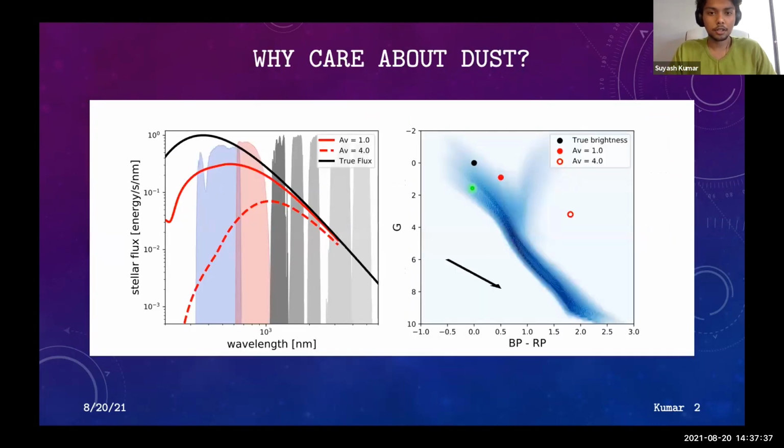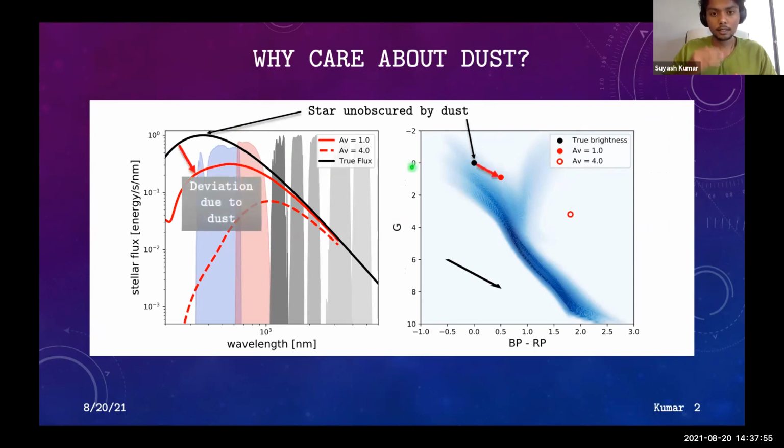But another important question is, why should we even care about dust? To answer that, I have a motivating example. On the left-hand side, we have the model spectrum of a star that's unobscured by dust. And on the right-hand side, we have its position on the color magnitude diagram. Now, depending on the amount of dust that's between us and the star, the observed spectrum and the position of the star on the color magnitude diagram can shift. And unless we can actually correct for these errors, we can end up misinterpreting our observations. And that is exactly where a dust map can help us correct these errors.